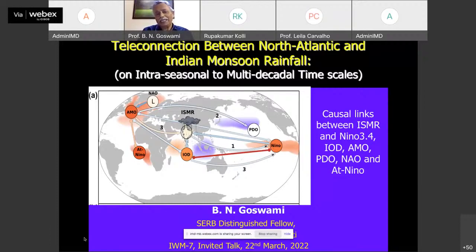What are the drivers which have a direct causal association with monsoon? And in that connection, we have done some recent work where we have established this causality amongst several of these drivers. And this is the theme of my talk. And I'll come back to this picture here at a later time.